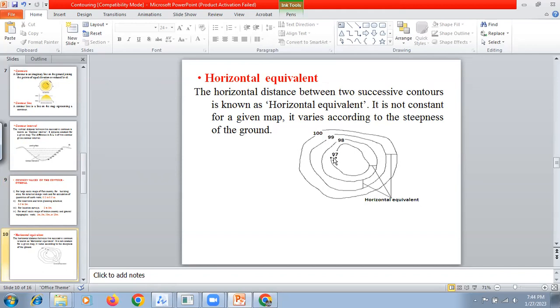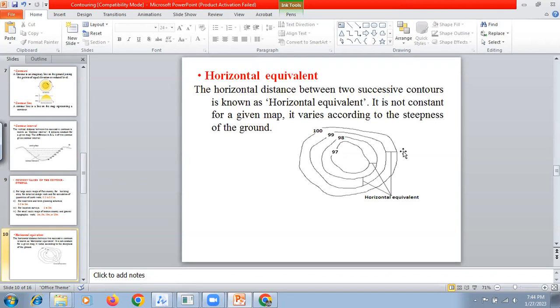Can you tell me what is the contour interval here in this particular sketch? 1 meter. Yes, 1 meter. Good. Generally, most of the time, the contour interval has to be the same: 97, 98, 99, 100. So there is a 1 meter contour interval. It should not happen that one contour is at 97, the second is at 100, the third one is at 101, the fourth one is 105. Not like that. Otherwise, you cannot read it properly. So the contour interval has to be the same.